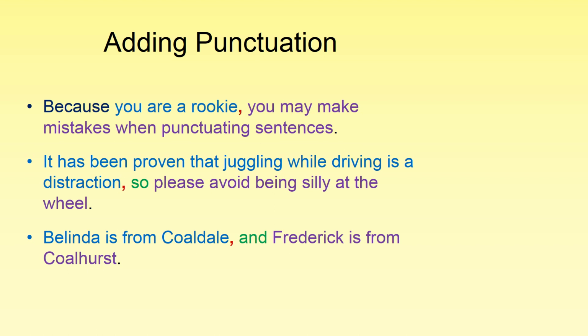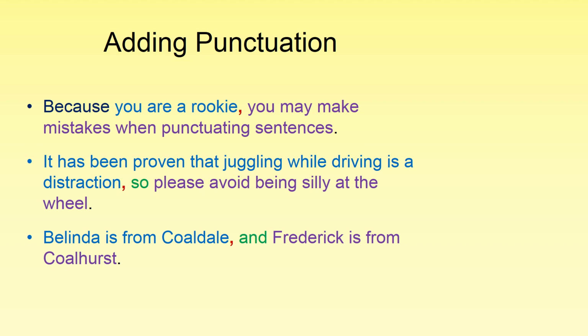The next example, we start off with an independent clause and we end with an independent clause. So we know that we could put a period here, and we know that we can't just have a comma. In this case, we have the word so. It is very possible that this is functioning as a coordinating conjunction: and, but, or, for, nor, yet, so. So the way to check this is we're looking for independent clauses on either side, and we know that this is happening. So this is functioning correctly. It has been proven that juggling while driving is a distraction, comma, so please avoid being silly at the wheel.